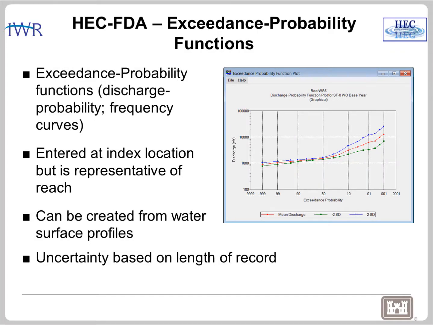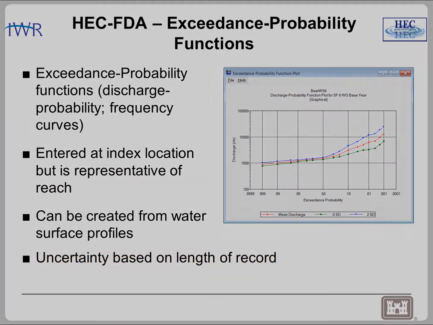In our HEC-FDA Workshop 2, we will be generating the exceedance probability functions from the imported water surface profiles. These functions are entered at the index location. As we stated before, the index location is determined based on its representation of the reach. And the uncertainty in these exceedance probability functions is based on the length of record for the data available.